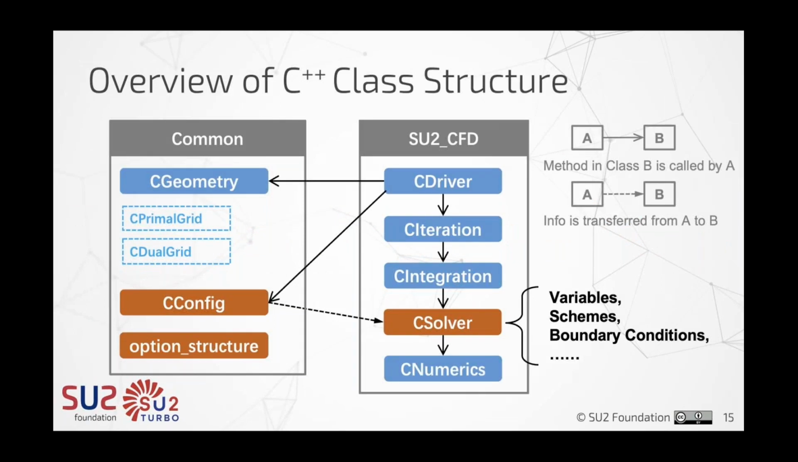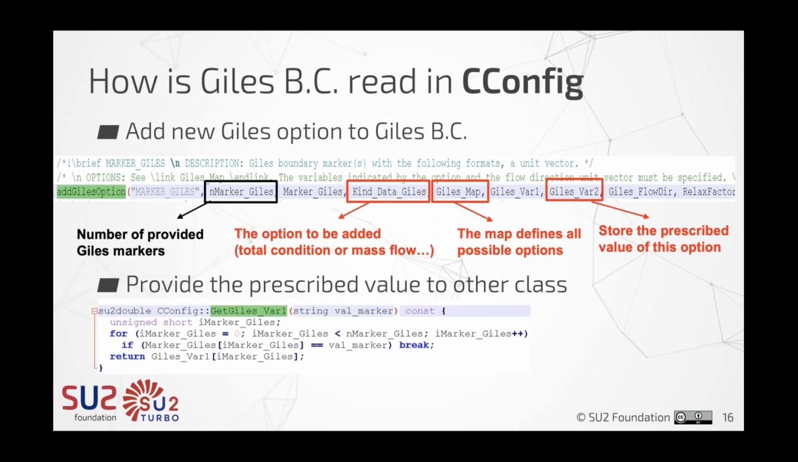So the next part is how we're going to modify our config file for our Giles boundary condition. So in the code, this is what it looks like. It's a very long string. There's 9 variables in total. So if you put less than 9, it tells you it has to be divisible by 9. And this starts with 3 options.